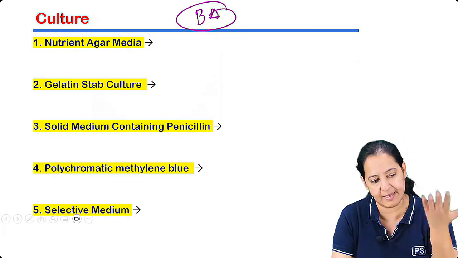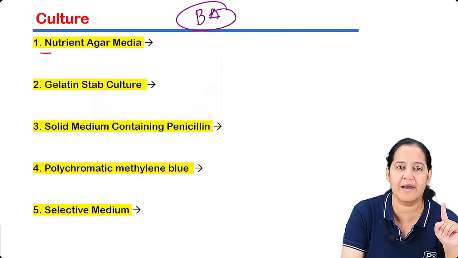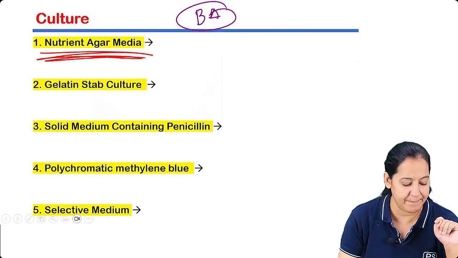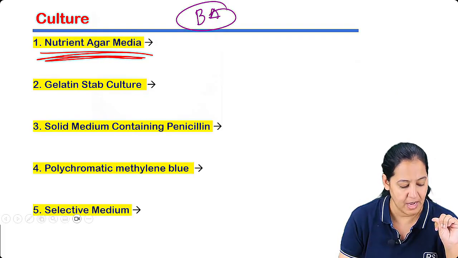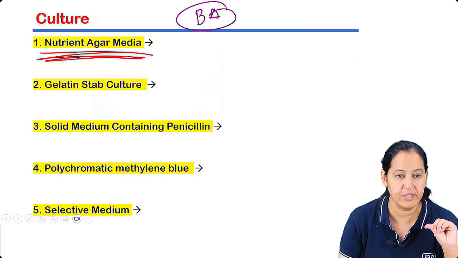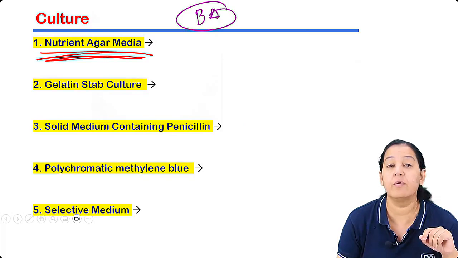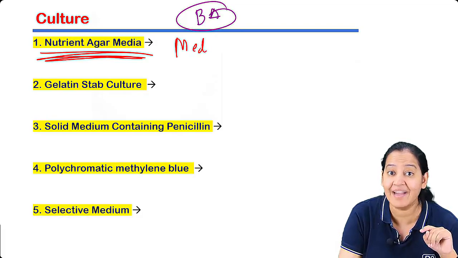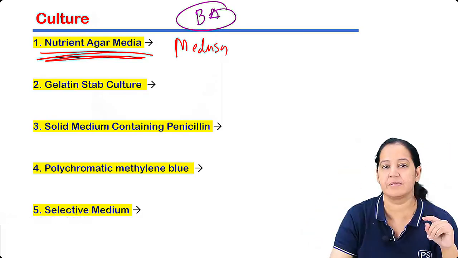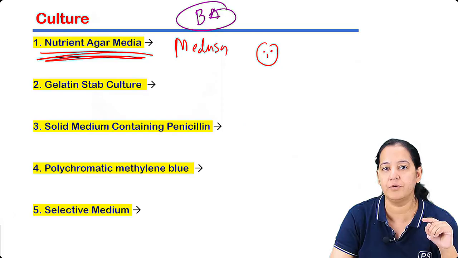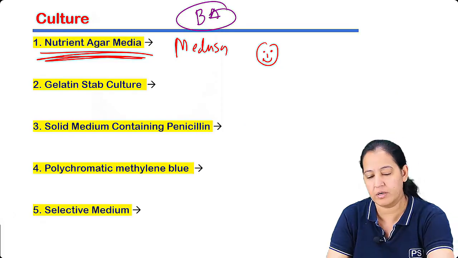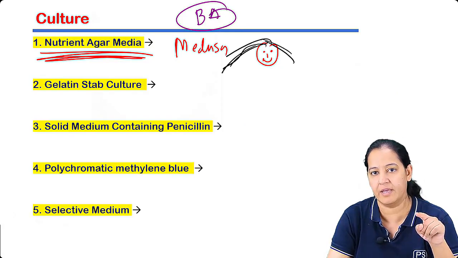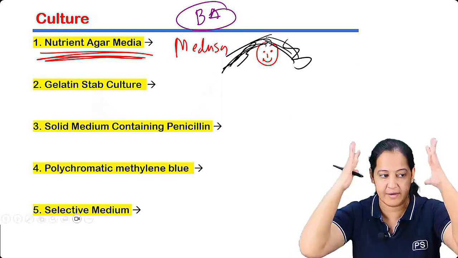चलो start saying. Nutrient agar पे क्या मिलेगा? What do we get on nutrient agar? Say, ma'am, Medusa head appearance. Medusa head appearance. Let me draw a girl, a beautiful, cute girl for you with curly hair. So I want to say the curly hair, Medusa head appearance.